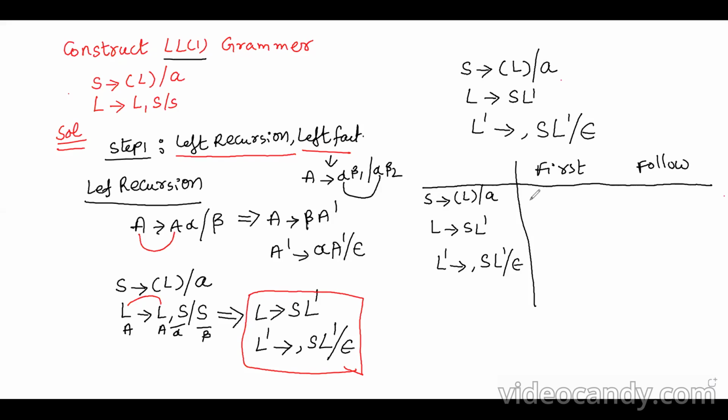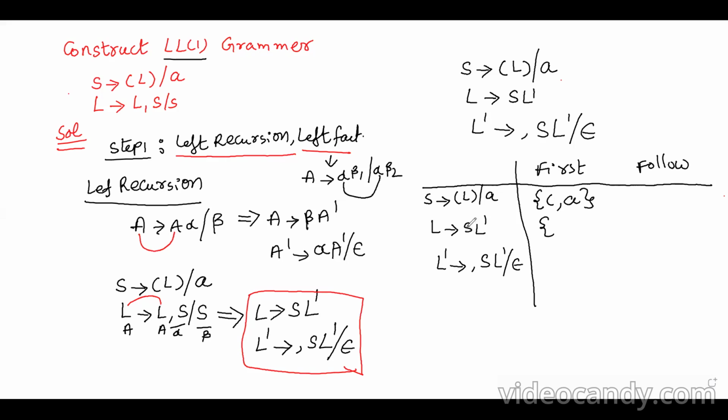First of S is open bracket. Remember, here first of S is, after the arrow, open bracket. Again slash. Slash means in this we have two productions. The first production is S tends to open bracket L close bracket, as well as S tends to A. So open bracket is a first value as well as A is also a first value of this production.